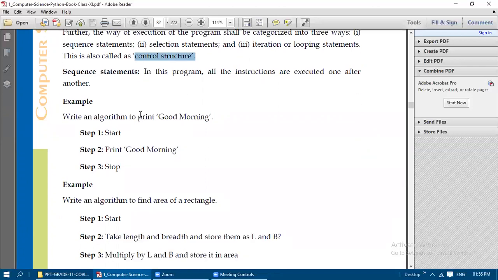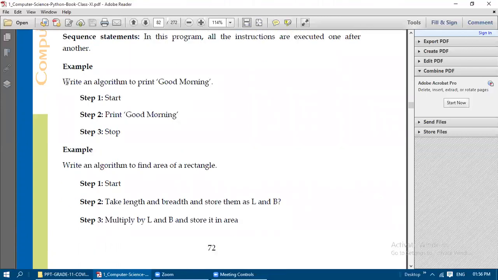Okay, so first we will see what are sequence statements. In this program, all the instructions are going to be executed one after the other. So in sequence statements, all the instructions are executed one after the other. For example, we will see one algorithm: write an algorithm to print a good morning message. So first we need to start, and then we need to print good morning, and then we need to stop. So these are the steps. One after the other we are executing these statements.